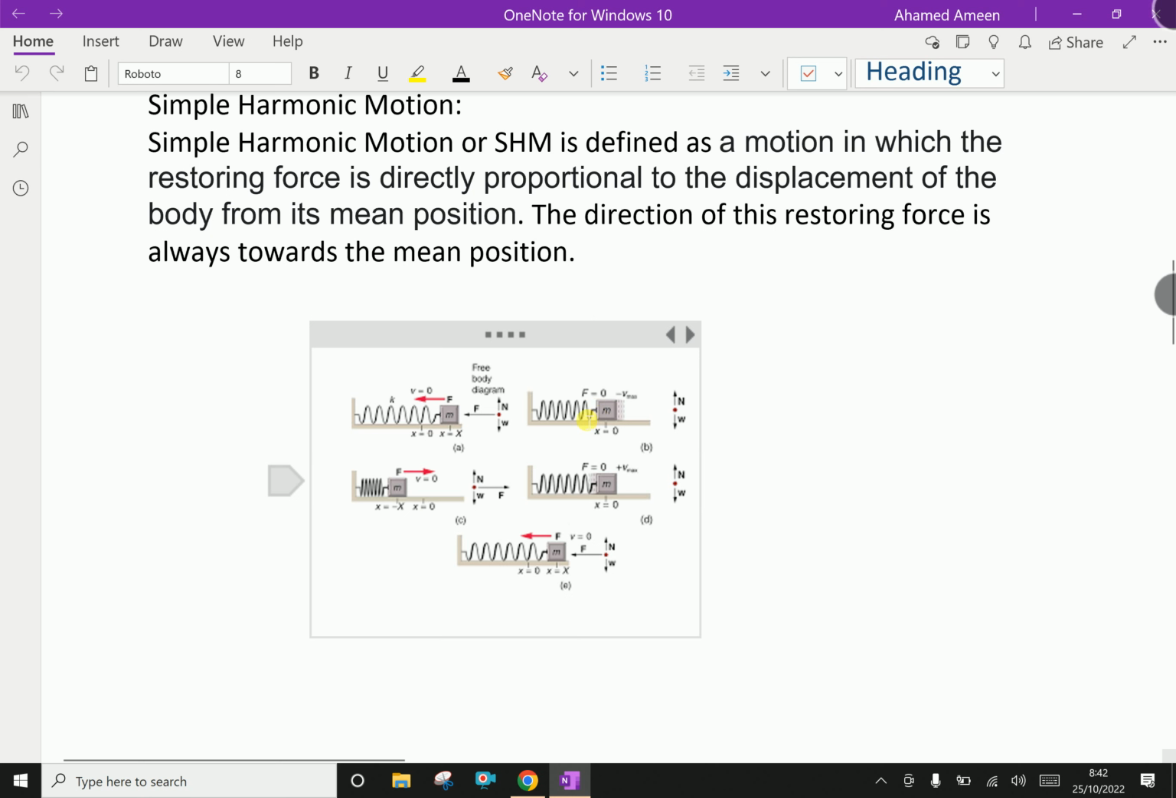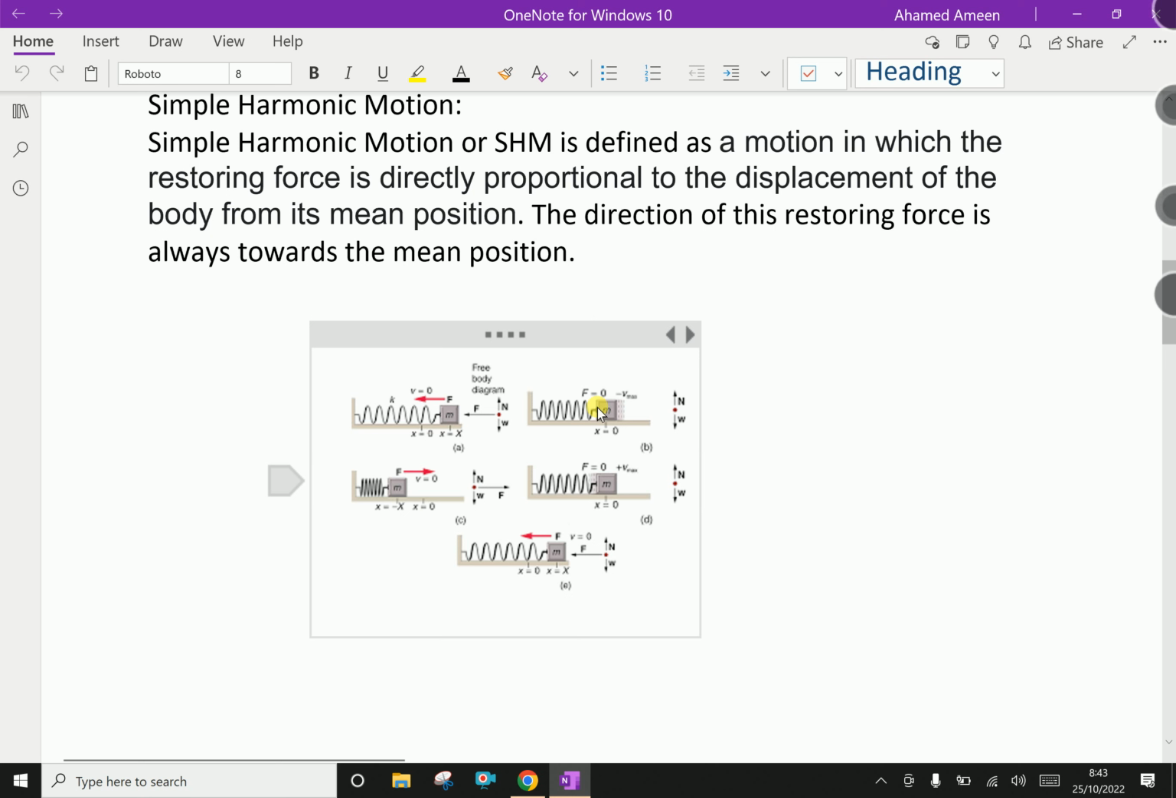This amplitude means how far from the mean position to either extreme. The distance between both extremes is the full amplitude span. From the mean position, one length is the amplitude. Time period is T. The object's maximum speed occurs when it passes through equilibrium. The acceleration is maximum at the extreme positions.